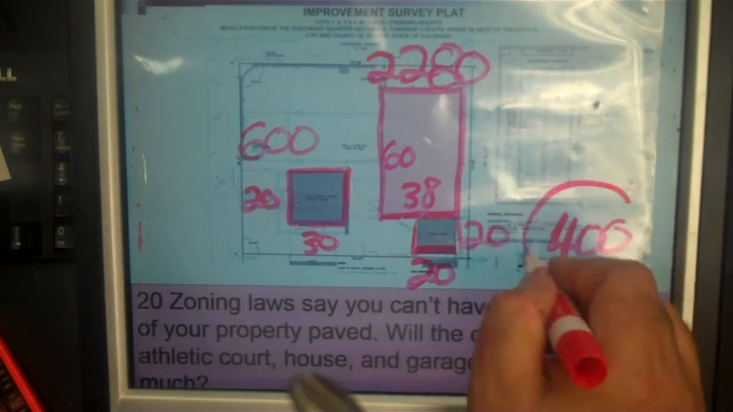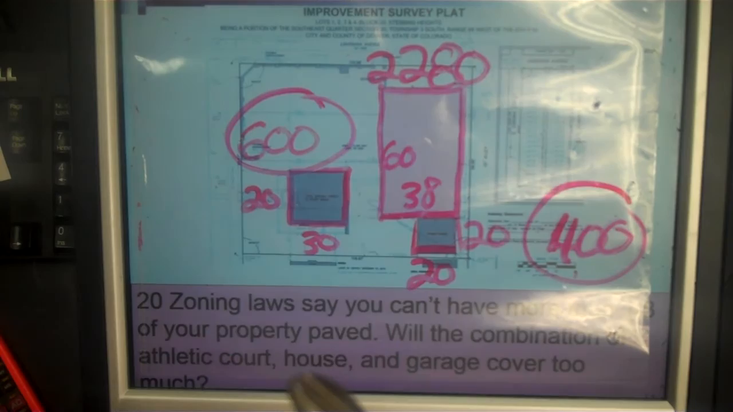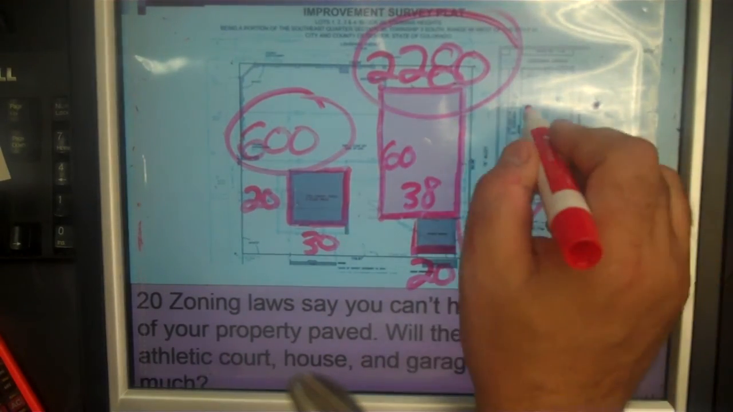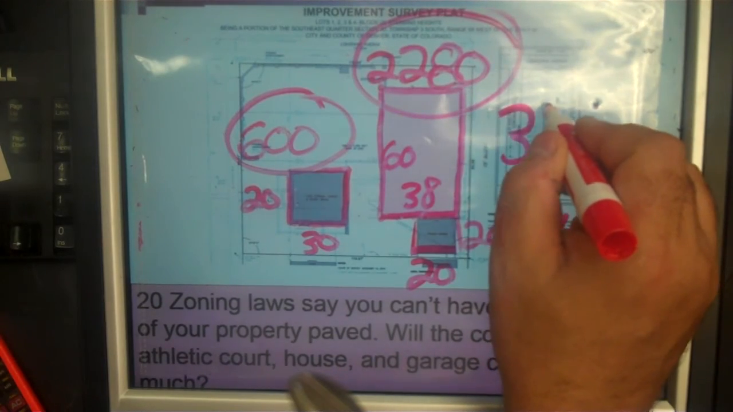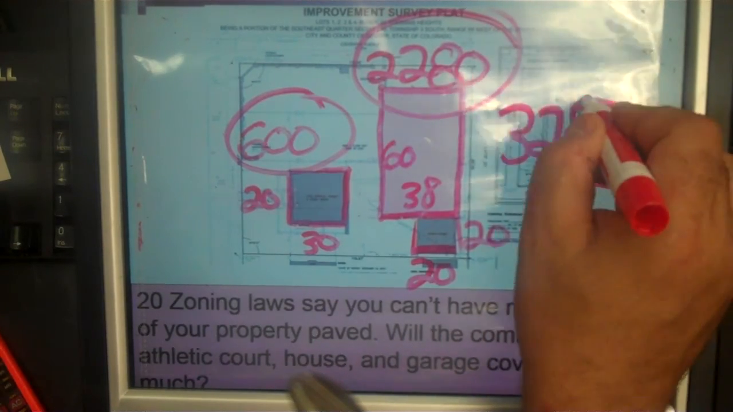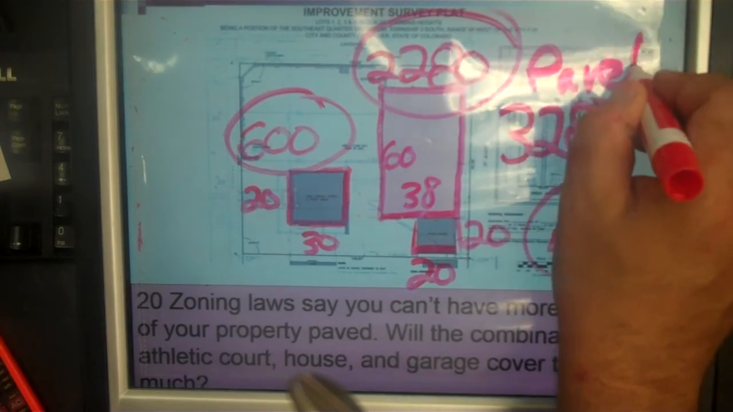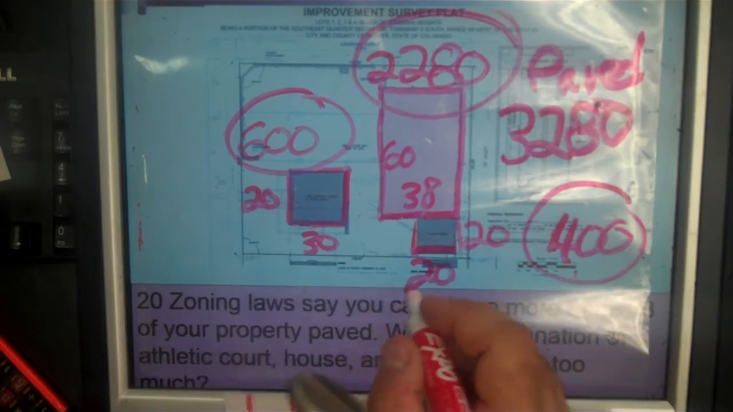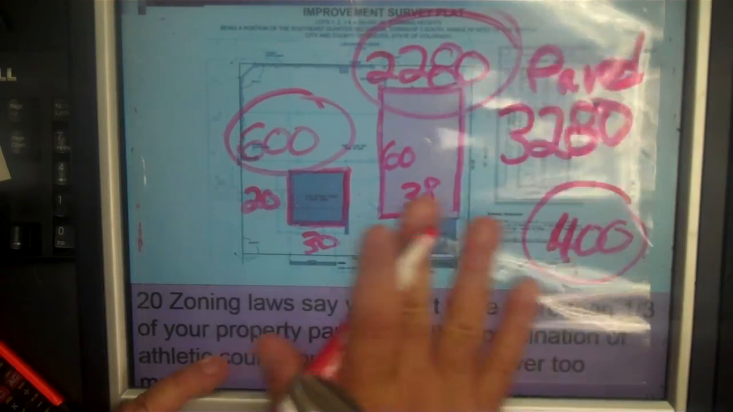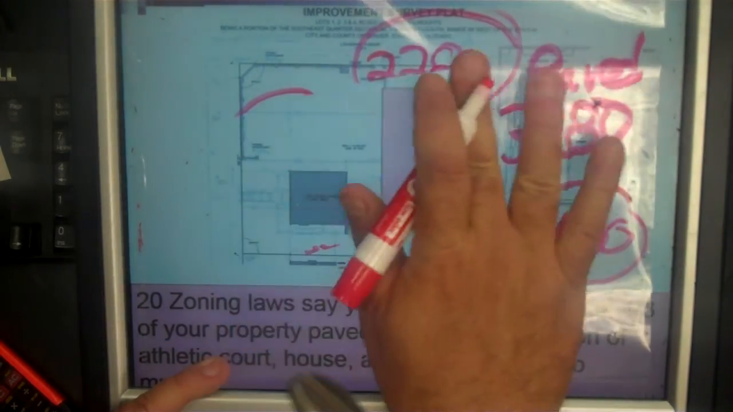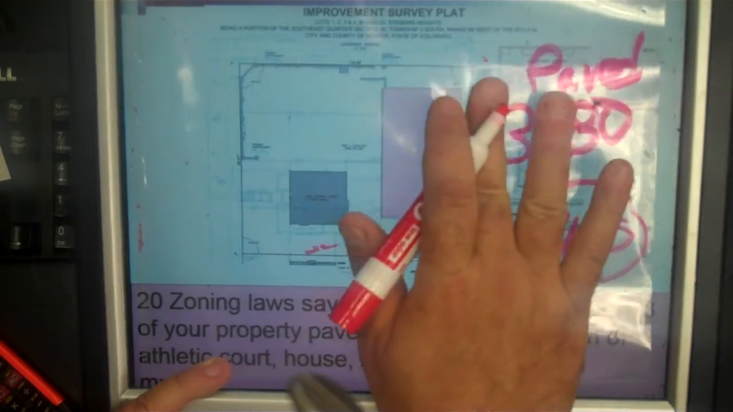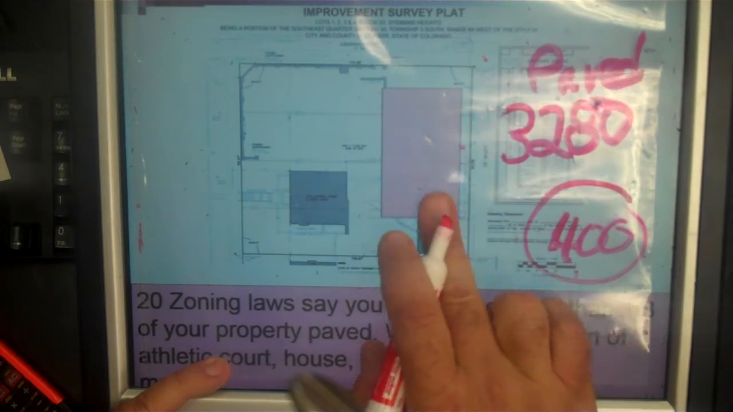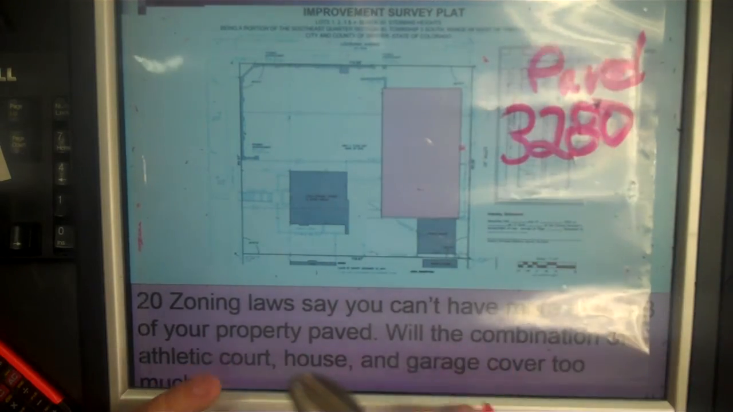So adding all this up, 400 plus 600 is 1,000. 1,000 plus 2,280 is going to be a grand total of 3,280. That is how much is paved. The whole property is 100 wide. Here, let me erase this stuff so it's not so confusing. The total paved area, paved over by the house, garage, and athletic court, is about 3,000.